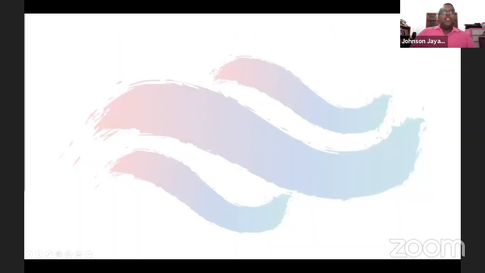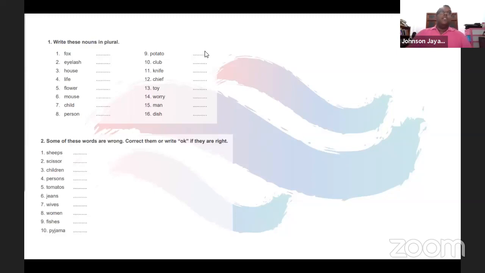Right, let's do a small exercise. There are two exercises here. Write these nouns in plural form. So just remember the rules that I've said there. And then the next one is, some of these words are wrong, correct them or write okay if they are right. So some of these are correct, some of these are wrong. So we'll check to see which are wrong and which are correct. If they are right, you can just say okay. If they're wrong, then just correct it. Right. So again, I'll give you about 4 minutes just to complete these two tasks based on plural nouns. So converting singular to plural. So once you're done, please put your thumbs up.